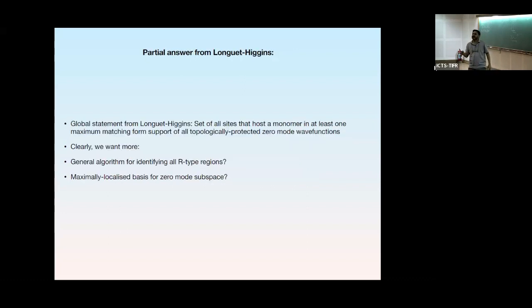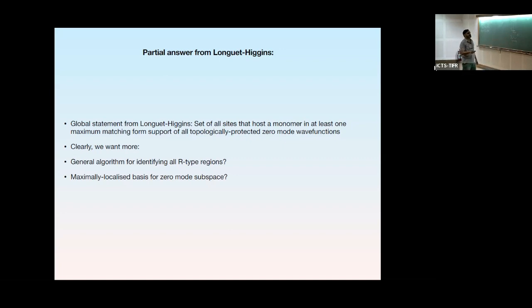So there's a partial answer from that old paper of Longuet Higgins. It says, paraphrasing what he writes in our language, the set of all sites that host a monomer in at least one maximum matching, that set of sites is the support of all topologically protected zero mode wave functions. So all the null vectors live in those sites, right? But we want more, right?